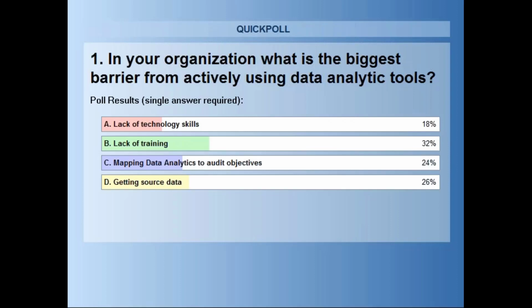It looks like we've got a pretty even split there. The biggest barrier being lack of training, the biggest one, followed by getting source data, then mapping data analytics, and lack of technology skills. So, interesting. I'm looking for the specific percentages. And that's good. How about the source data? What was the percentage on that? Source data was 26%, and lack of technology skills was the lowest with 18%. I think that's probably changed because it used to be that lack of technology skills was much higher than that.